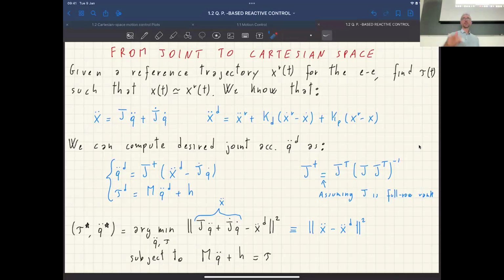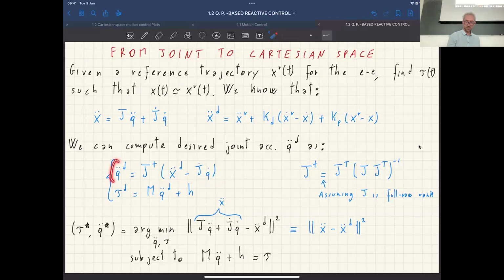It's not in general an easy system of equations to solve, because we know that the matrix J is not square and it's not invertible. So we cannot simply invert J. But now we have this new tool in our hands, which is the pseudo-inverse. So we can try to solve it with the pseudo-inverse. That's exactly what I did here. I solved for Q double dot, which now becomes Q double dot desired, equal to J pseudo-inverse times X double dot desired minus J dot Q dot.